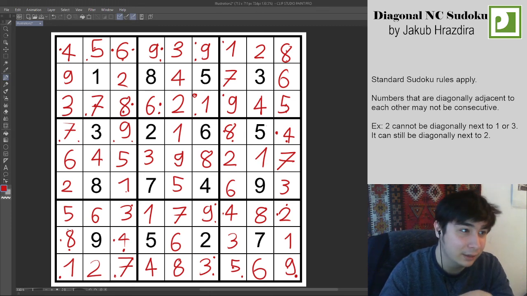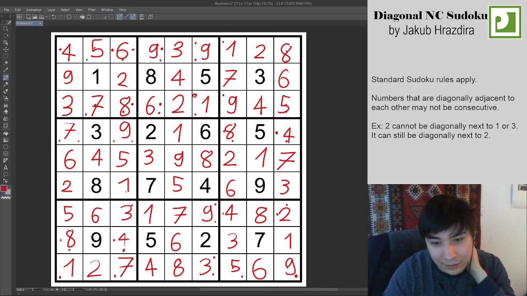That is a diagonal non-consecutive Sudoku solved in much longer than I should have taken. But still, the logic behind this one is very neat. Thank you very much for this puzzle.